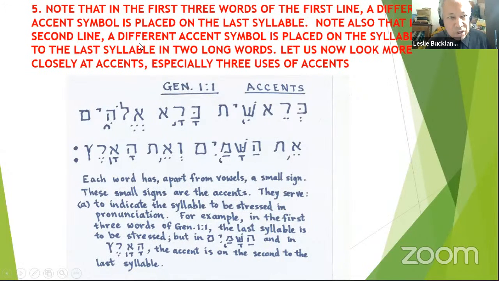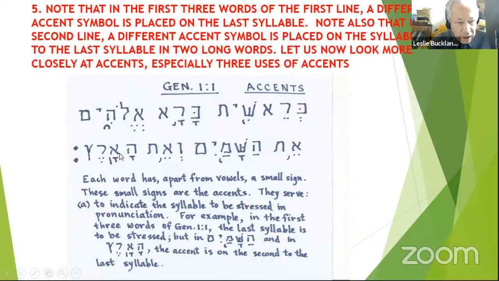Note also that in the second line, that is this line here, a different accent symbol is placed on the syllable next to the last syllable in 2 long words. These are the long words I'm talking about. Hashamayim. Let's see how many syllables we have here. Hash, sha, that's second. Ma is third. Im is fourth. 4 syllables in this word.